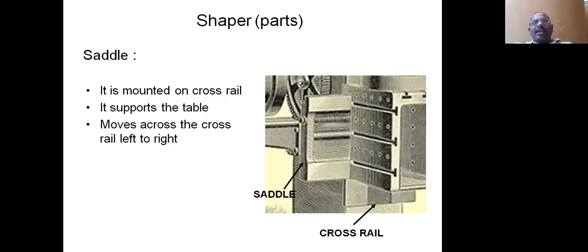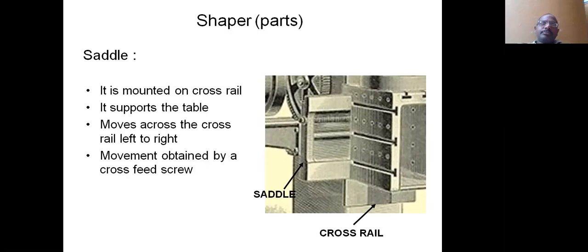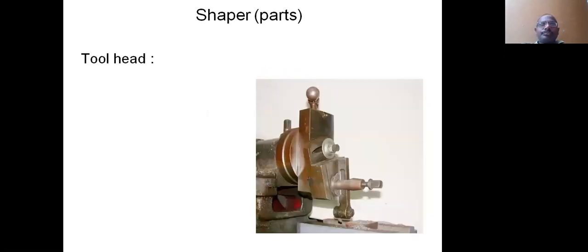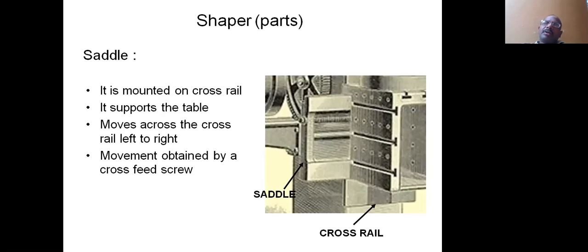So this saddle moves across the cross rail, from left side to right side. This movement is obtained with the help of a cross feed screw. This mechanism has different types of screw. Observe, don't get confused: the elevating screw, the next one is the lead screw, and the next one is the feed screw. So this movement of the saddle is obtained with the help of the cross feed screw.